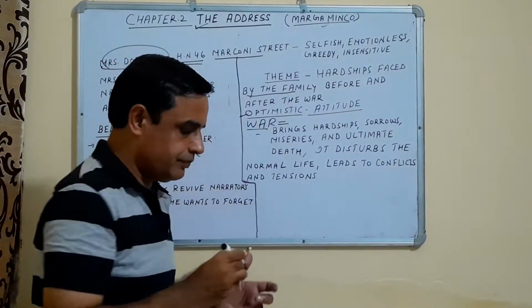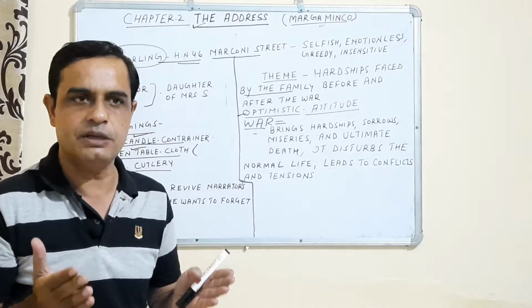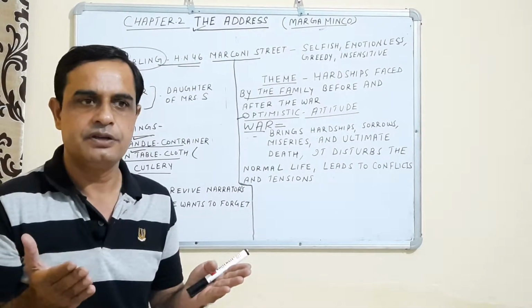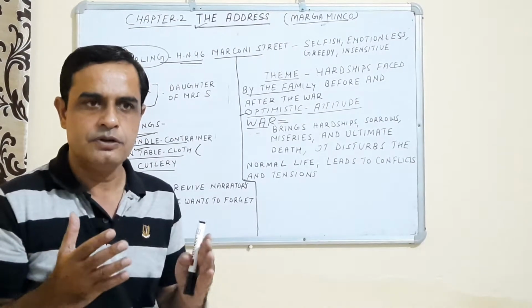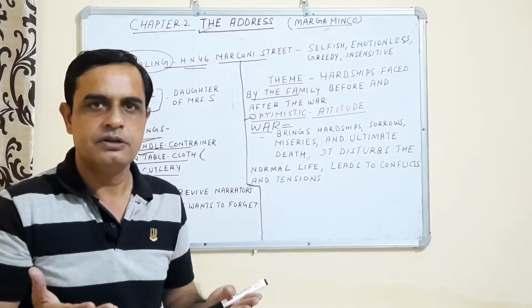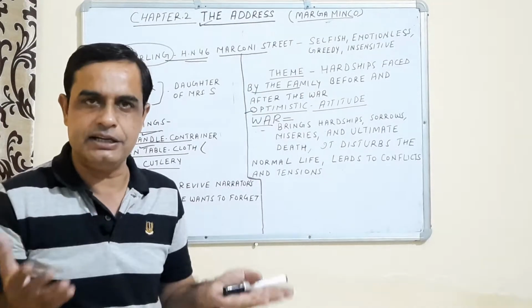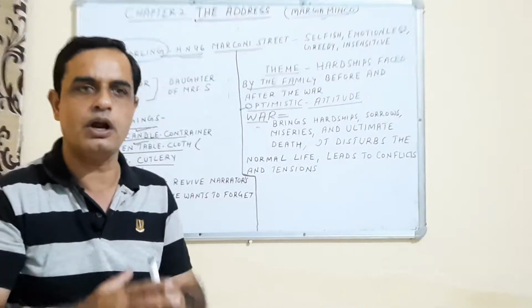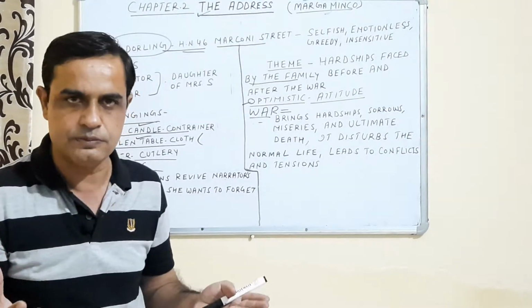Optimistic attitude. The narrator is highly optimistic. She believes that optimism brings tolerance, optimism brings patience, optimism paves the way to lead life comfortably. So that is why she declared that she wants to forget that address. No more does she want to remember the things, no more the address, no more to visit Mrs. Darling's house.